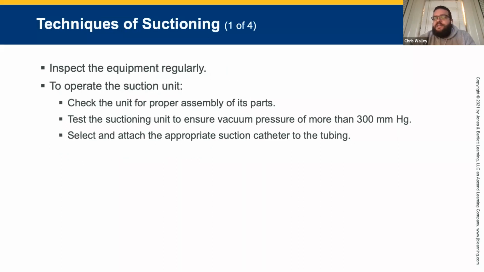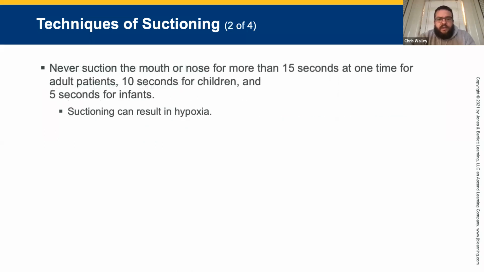So there are some techniques for suctioning. Make sure that you inspect all of your suction equipment prior to the start of shift, and there are certain ways you want to check it. Turn the unit on, check the unit for proper assembly, and make sure all the parts are there and connected. Turn on the suction to test that the vacuum is there and generates a pressure of more than 300 millimeters of mercury. Select the attachment and connect the appropriate suction to the tubing.